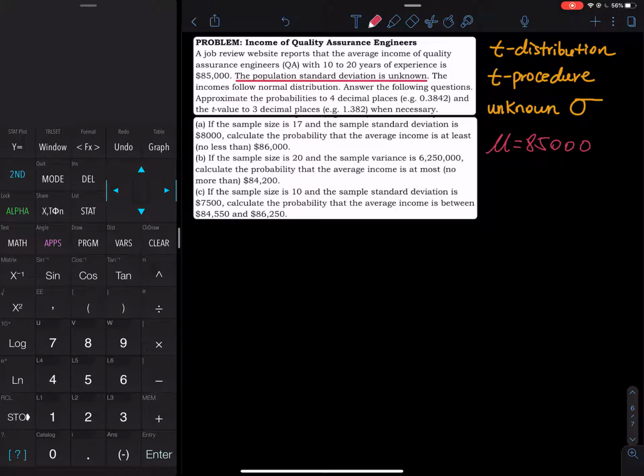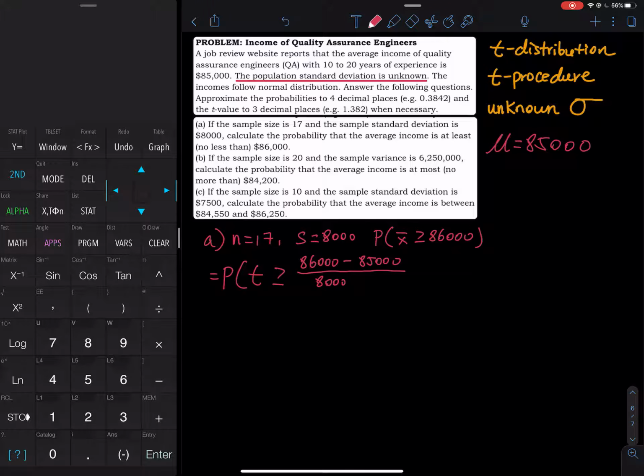Okay, so in part A, n is equal to 17, and the sample standard deviation s is equal to 8,000, and we find the probability that the average income is at least, which is no less than, $86,000. First we standardize that. So we have t greater than or equal to 86,000 minus the mean, divided by s over square root of n. In case you don't remember the formula, t equals x bar minus mu divided by s over square root of n.